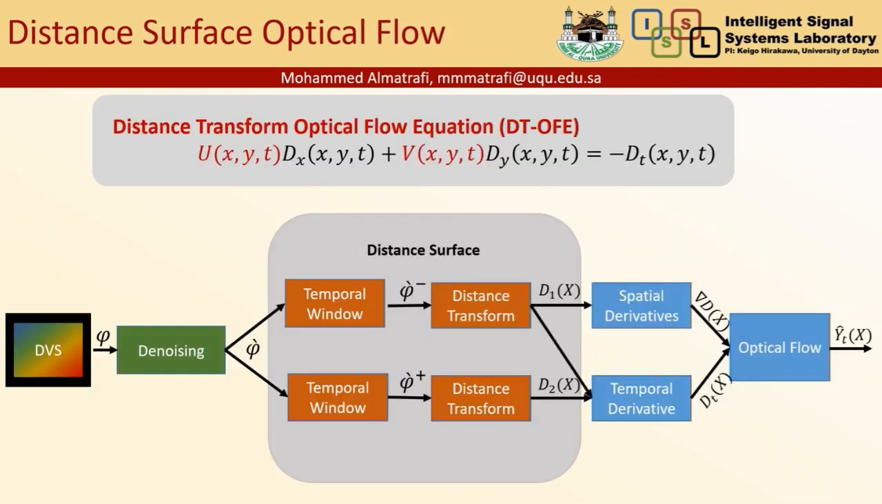We summarize our distance surface optical flow algorithm with these schematics. First, detected events are passed through our denoising to clean up the events. Then we apply a temporal window to generate the edge maps, which are then passed through distance transform to create the distance surfaces. Distance surfaces are then passed through the traditional optical flow methods to estimate the motion field. In particular, we use the classical Horn-Schunck algorithm with Lorentzian penalty function.